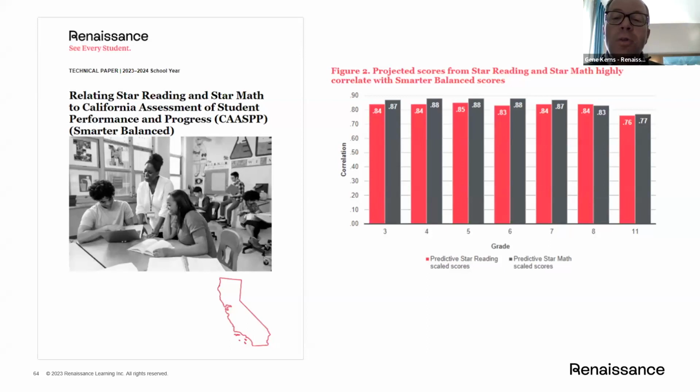We will not do the linking study unless we can get matched records for at least 1,000 kids per grade level. In California, you had way more than that, but you can understand, like in North Dakota or Montana, that might be kind of hard.